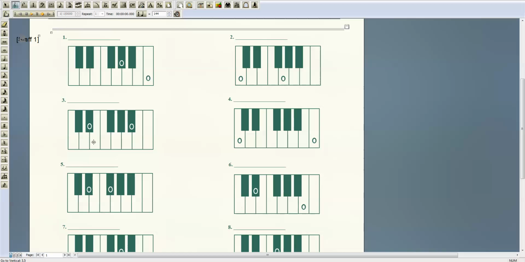Half step, half step, half step, half step, half step, half step, half step. So 1, 2, 3, 4, 5, 6, 7. How many half steps? No, sorry. How many whole steps here? I'll give you time to count.